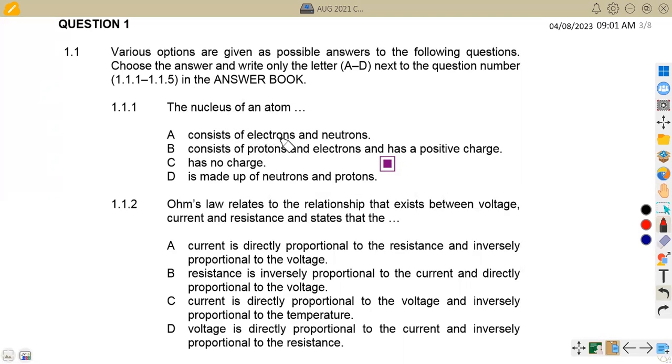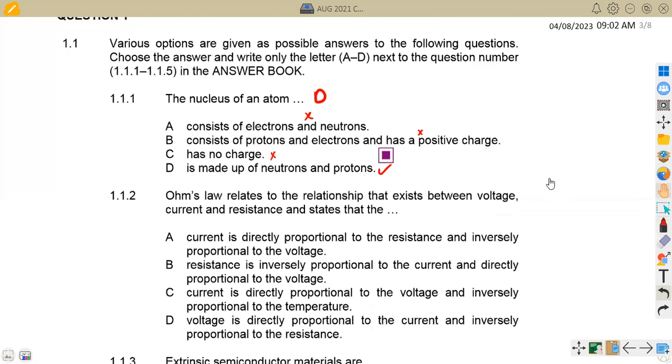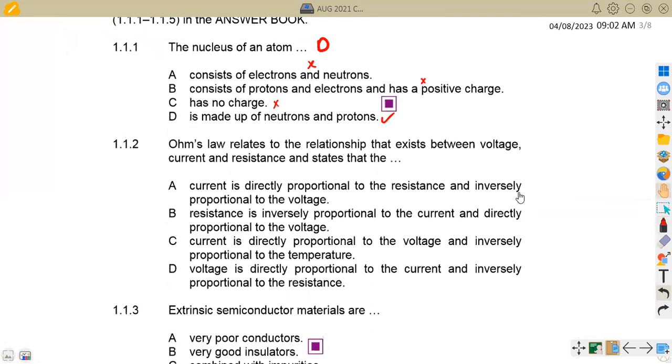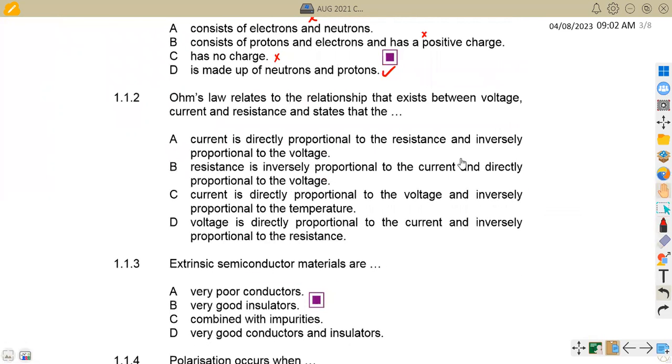It consists of electrons and neutrons. This is actually wrong. Consists of protons, electrons, and there's positive charge. That is actually wrong. Is no charge. That's wrong. Is made up of neutrons and protons. So this is what we actually have in this case. It's supposed to be neutrons and protons. So here we are having our answer as a D. So actually, this is what you do. You are working with each question properly so that you see which one is the best answer there.